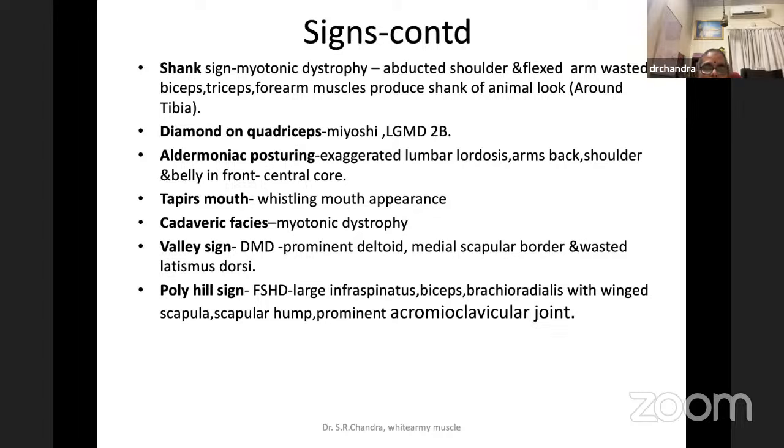Then, the polyhill sign is seen in facioscapulohumeral dystrophy. Here we see a large infraspinatus, biceps, and brachioradialis. This is an unusual thing. In most of the muscular dystrophic conditions, brachioradialis will be wasted. So in FSHD, brachioradialis is preserved, with the winged scapula, the scapular hump, and the prominent acromioclavicular joint. All these form the several hills, the six hills.